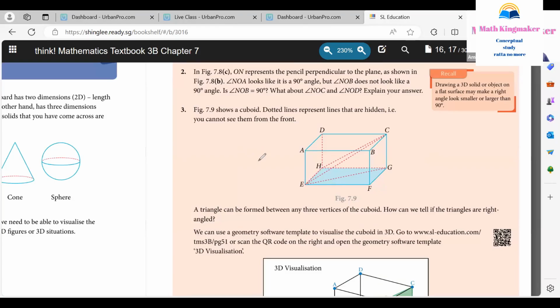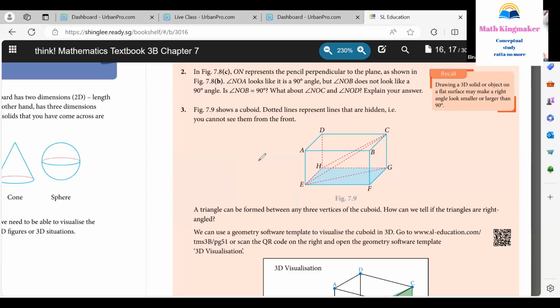So you can see that if we join any of the three vertices, the cuboid has a total of 8 vertices: A, B, C, D, E, F, G, H. So if we join any 3 vertices, we can draw a triangle.